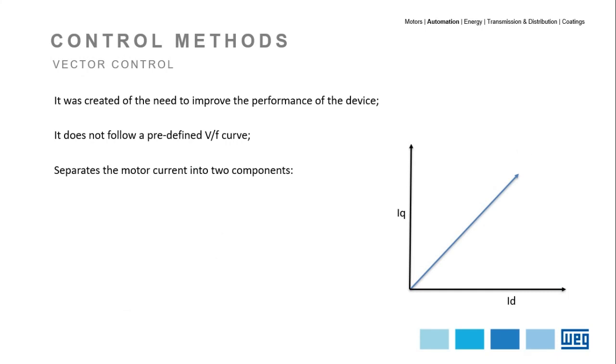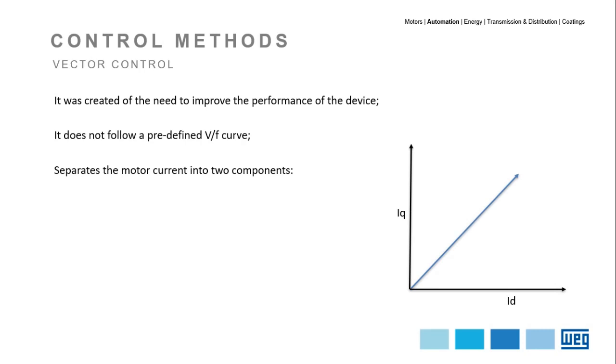Well, now that we know the first method developed by the industry, let's talk about its successor, the vector control. This control was developed from the need to improve the performance of devices, but it's more complex than the scalar control, but has some other advantages. However, unlike the scalar control, the vector control does not have a linear relationship between voltage and the frequency, because it can separate the control level from the motor currents.